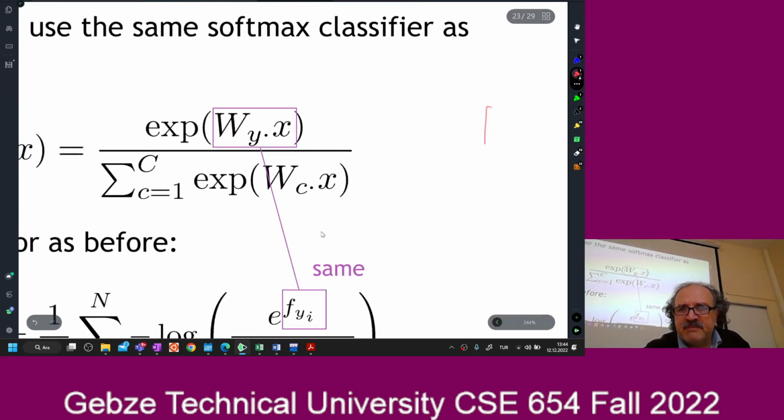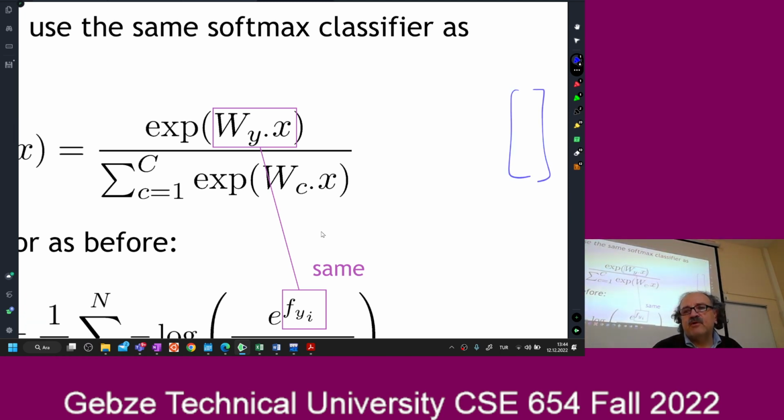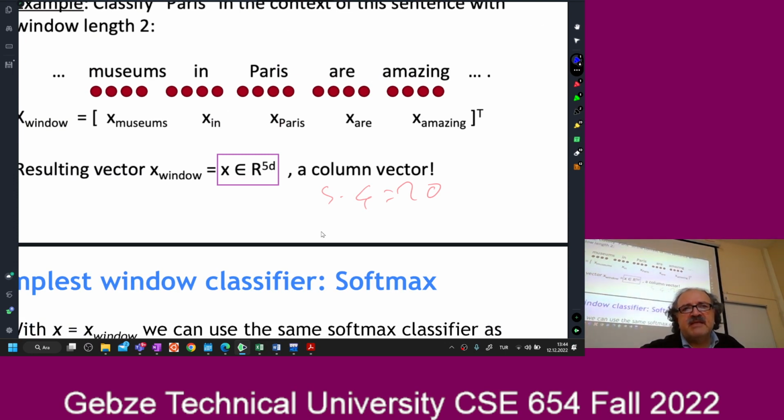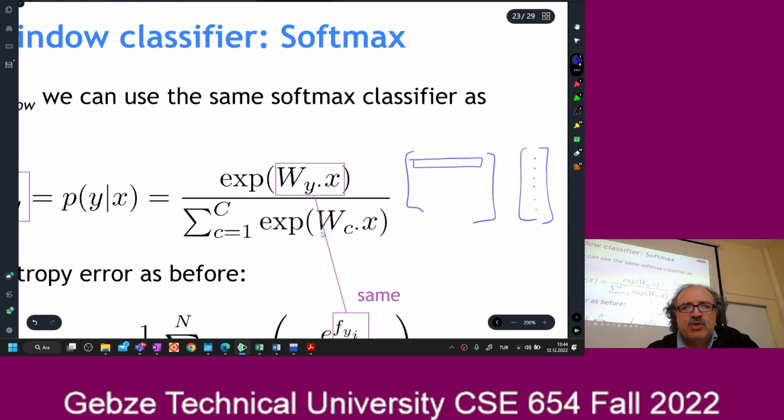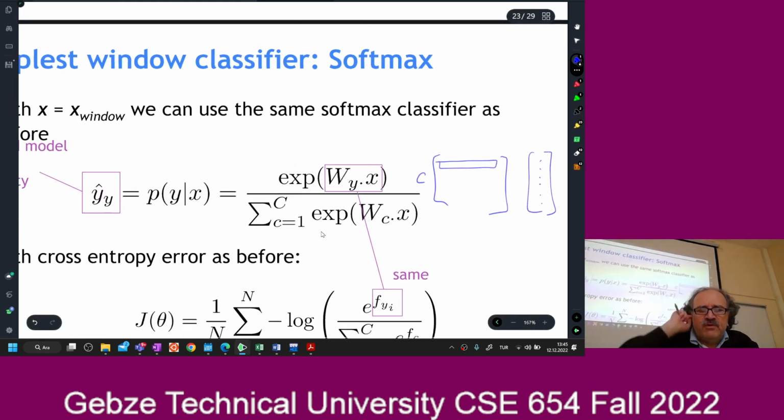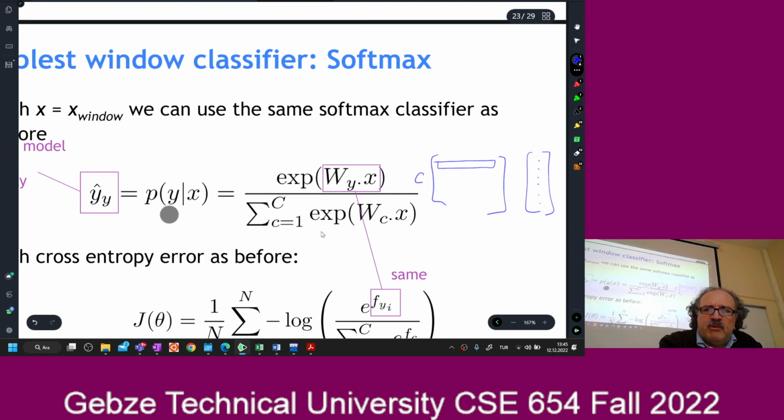I have a matrix. First of all, this is my 20-dimensional vector. There are 20 numbers in it, and these numbers represent "Museums in Paris are amazing." And I am going to multiply it with this matrix. Of course, each row here should contain 20 elements, right? Each row should contain 20 elements. How many rows do I have? I have C number of rows, the number of classes.